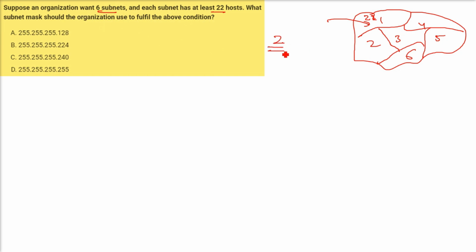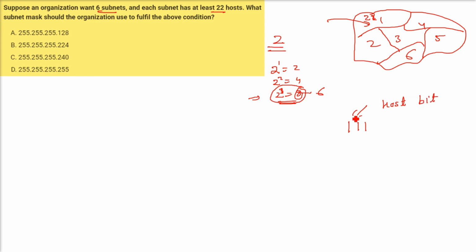Everything is of 2 to the power. In order to get 6 subnets, 2 to the power 1 no, 2 to the power 2 no, 2 to the power 3 yes, 8. So you need at least 2 to the power 3, that is 3 bits for the subnets. 2 to the power 3 is 8. This power is nothing but the number of bits. So 2 to the power 3 will give you 8, which is somewhat equivalent to 6. So we need at least 3 bits to be borrowed from the host in order to get the subnets.